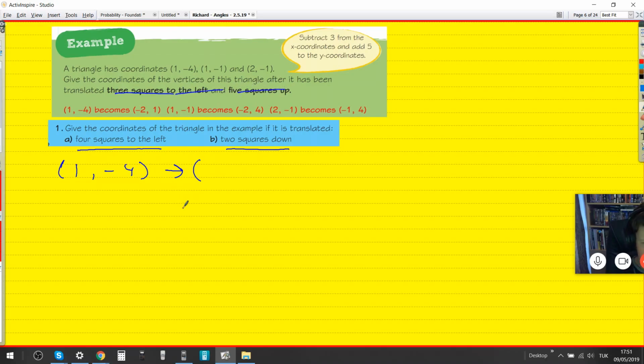Down the bottom. So give the coordinates of the triangle in the example if it is translated 4 squares to the left, 2 squares to the left. So for 1 minus 4, it would be 1 minus 4, which would be minus 3. Yeah. And then it would be minus 4 minus 2.